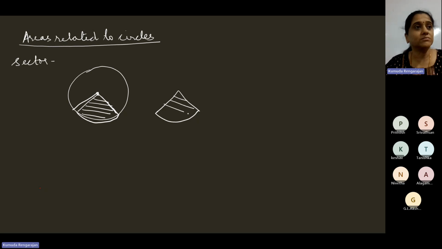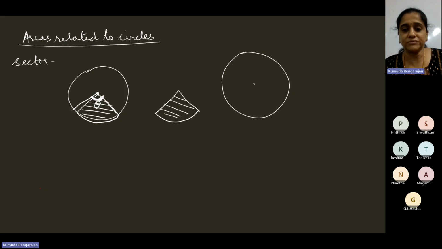Now this is called the sector. This angle is called the sector angle, represented by theta. If theta is less than 180 degrees, the sector is called a minor sector. And if theta is more than 180 degrees, the sector is called a major sector. If the sector angle is equal to 180 degrees, then the sector is a semicircle.